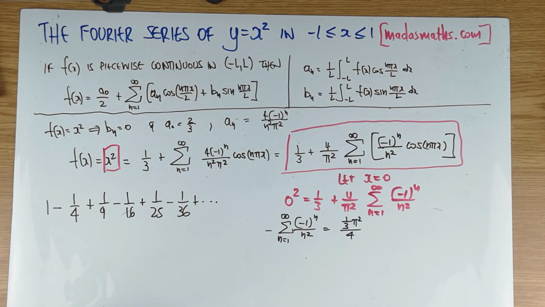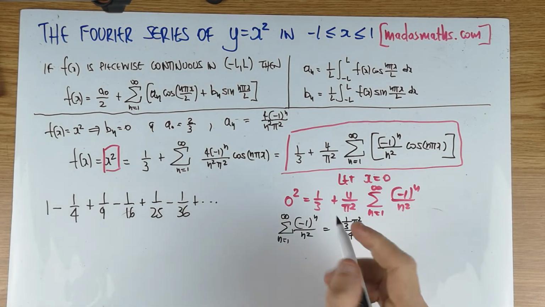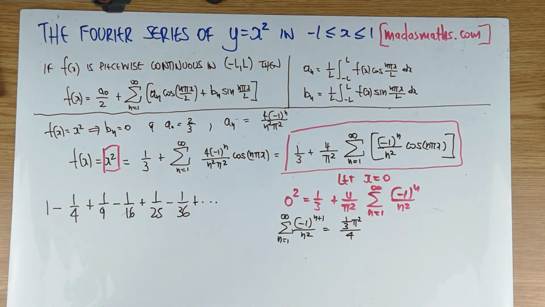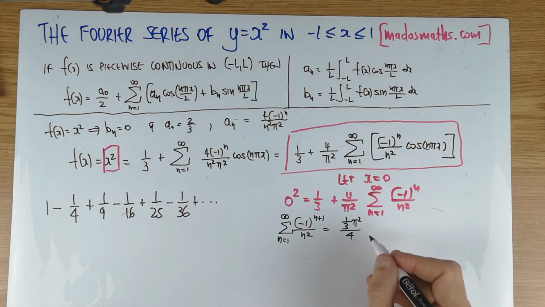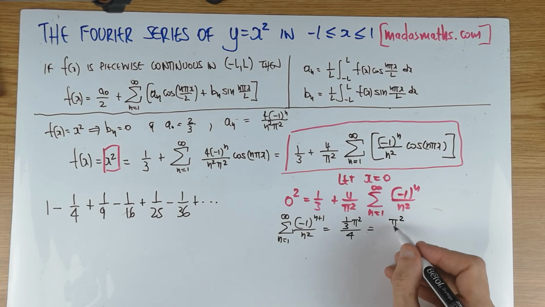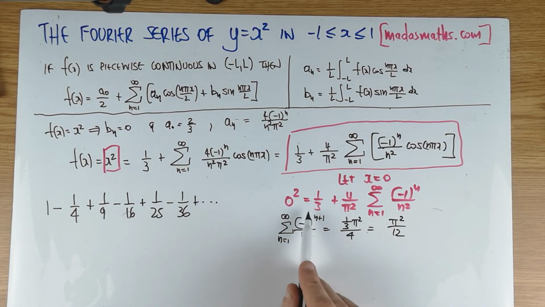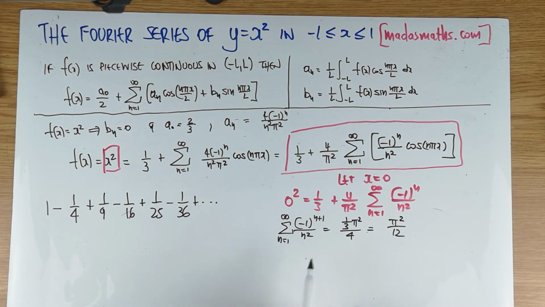And then I'm going to do one more thing. I'm going to take this minus and put it inside. So it's going to be to the n plus 1. And of course, this is going to be pi squared over 12. Now, I claim this is that. And we can check it.